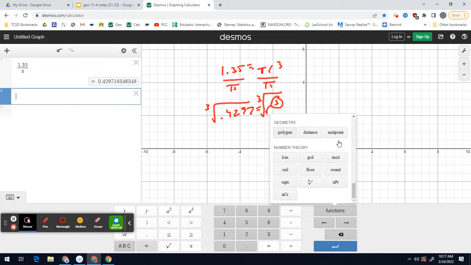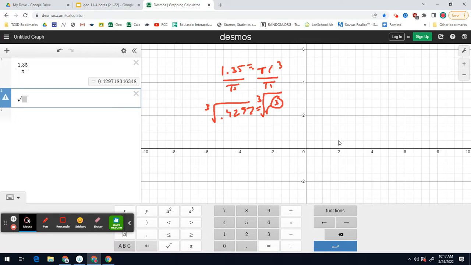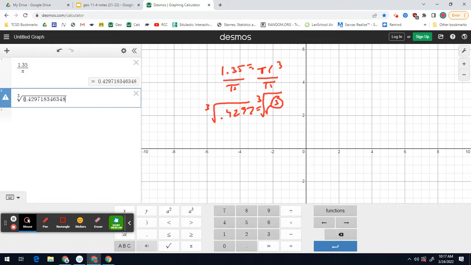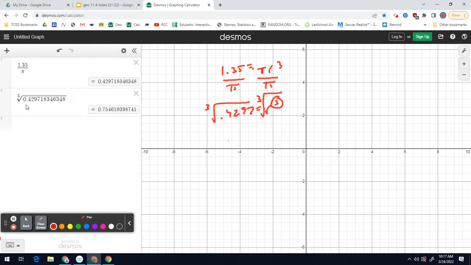So this has changed. Wow. Right here it says nth root. We're going to click on that, and now we can type a 3 in for that index space. And now I'm going to copy and paste this. Copy and paste. And there is our radius. I'm not going to round too much right now, so 0.7546, and so on. Leave it there. So that's your radius.